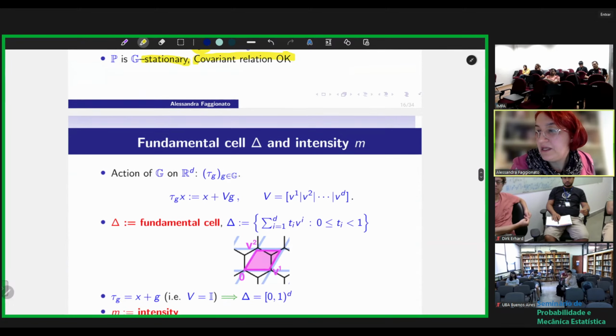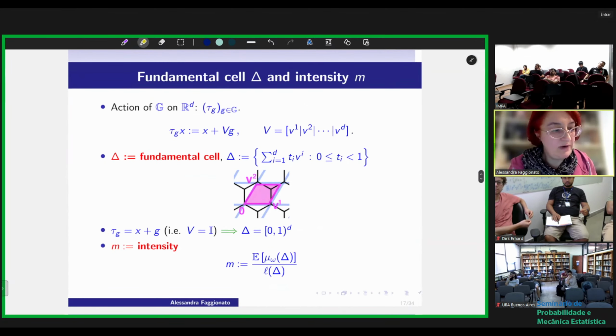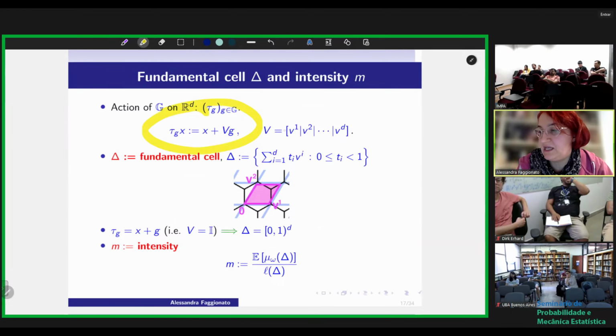Okay, now in order to state the ergodic theorem for random measures, I need to introduce a concept which is common, for example, in solid state physics, if you study crystals. So the fundamental cell. Recall that G acts on R^d by translations, and the translations are of this form, where V is an invertible matrix. And I've called V1, V2, and Vd the columns of this matrix. Then the fundamental cell is a parallelepiped, delta, which is generated by these vectors Vi.